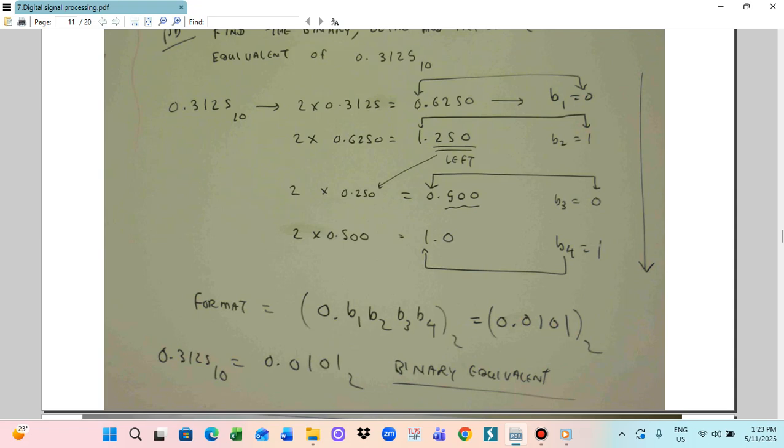Therefore, 0.3125 base 10 is equal to 0.0101 base 2. So this is the binary equivalent. So the first step, we calculated the binary equivalent. Okay. Then we have to find the octal and hexadecimal, to change the offset.